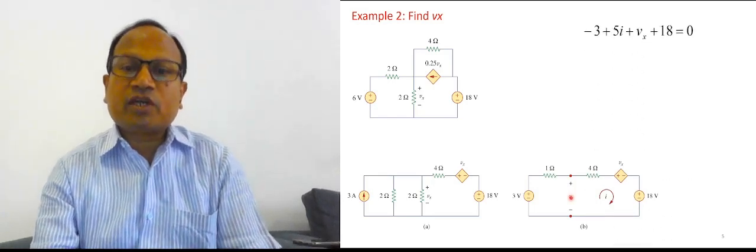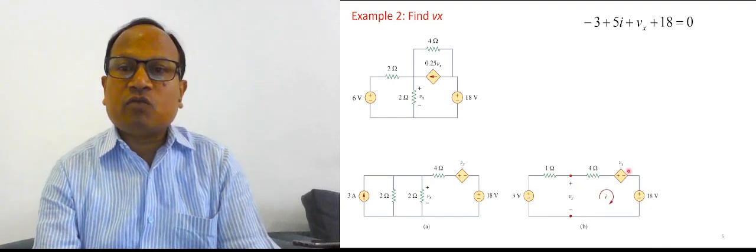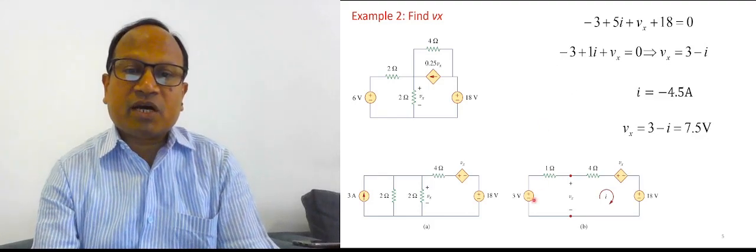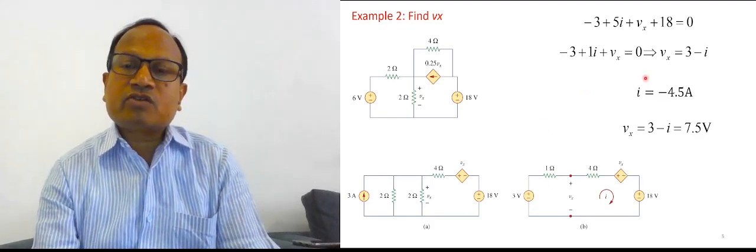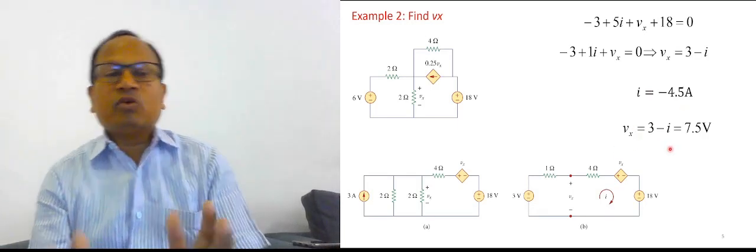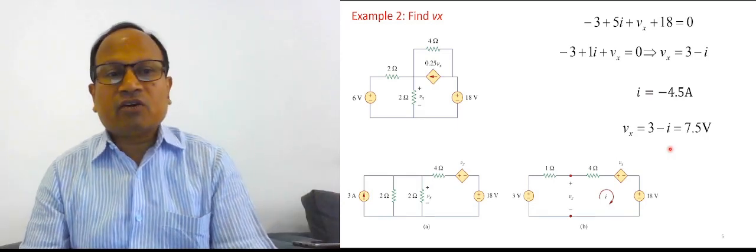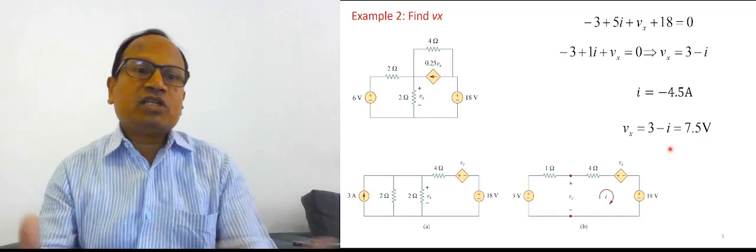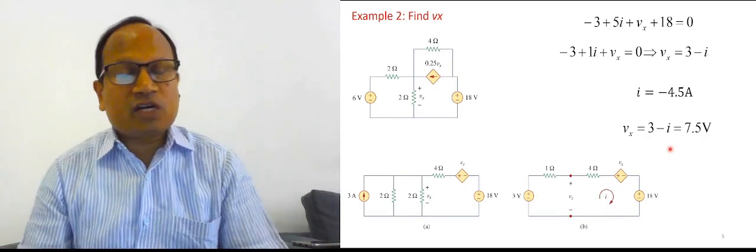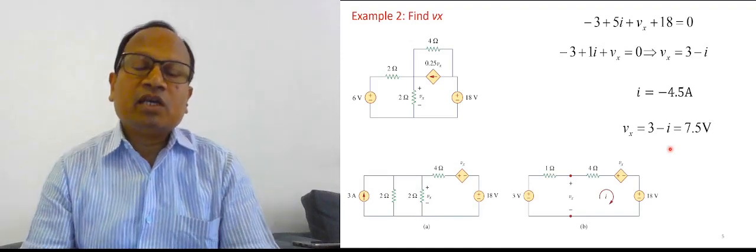So there are two equations. Look at here. The first one is minus 3, plus 5I, this is total 1 plus Vx plus 18 equals to 0. And we can just use the second equation, minus 3 plus I plus Vx equal to 0. Solving these two, I is equal to minus 4.5 ampere and Vx is 7.5 volt. So whether there is a dependent source or independent source, we can calculate the voltage across or current through using the source transformation. So you can convert voltage into current or current into voltage wherever, whatever is needed, and we can solve the problem. So this is also a very useful and important theorem in circuit theory.